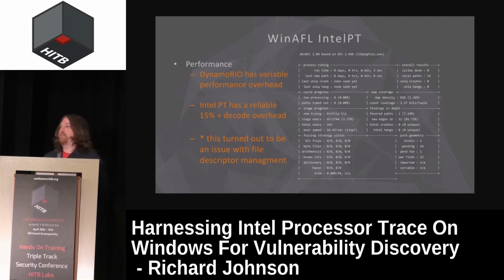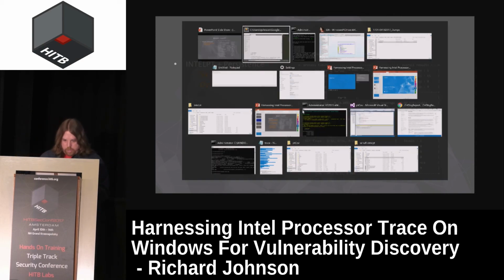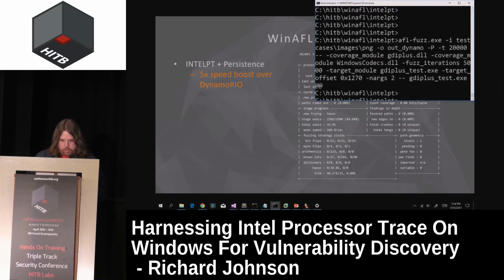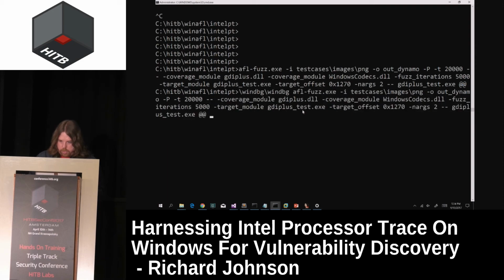Well, it turns out that there are a lot of gotchas when you use something like DynamoRio. This turned out to be an issue with file descriptor management, and Windows file management is a pain. But long story short, that's not an accurate representation. Once I modified some stuff a little bit, they were back on par. So it was up to me to say, all right, we're finally going to tackle this persistence problem. I'll demo that for you, but what we should see is we're now 5 times faster than the current version of WinAFL. If the demo gods are with me on this one, we'll at least get to see that. So first, let me show the DynamoRio version.